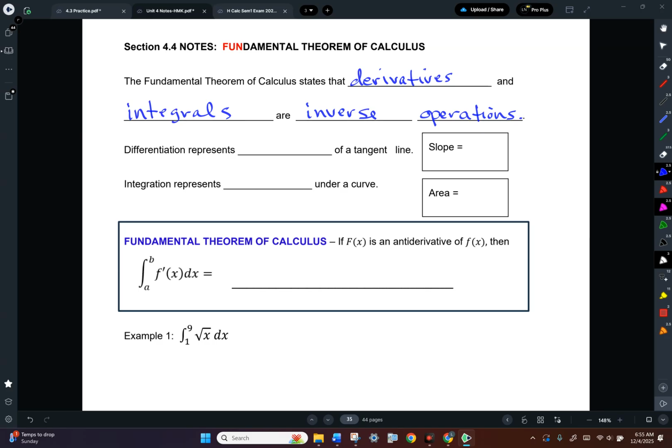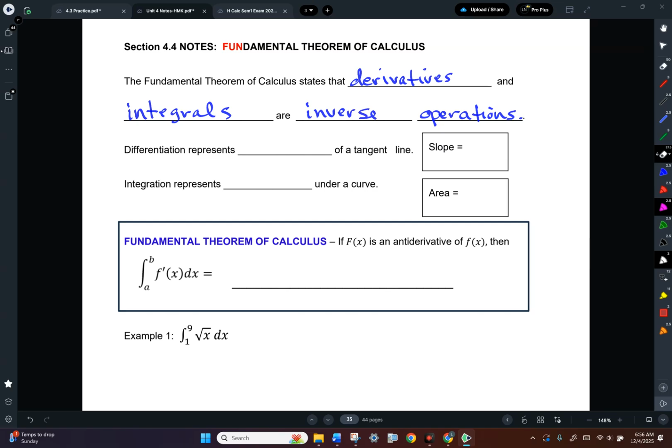For example, if I had an x squared, in order to undo the square, in order to get rid of the square, I would have to take the square root. So a square root and a square are inverse operations. Or if you're solving an equation, let's say 2x equals 10, in order to solve, you would divide by 2. That's because right now it's 2 times x, and the inverse operation of multiplication is division. So dividing will undo the multiplication. So that's what we mean when we say inverse operations. So derivatives and integrals will undo each other.